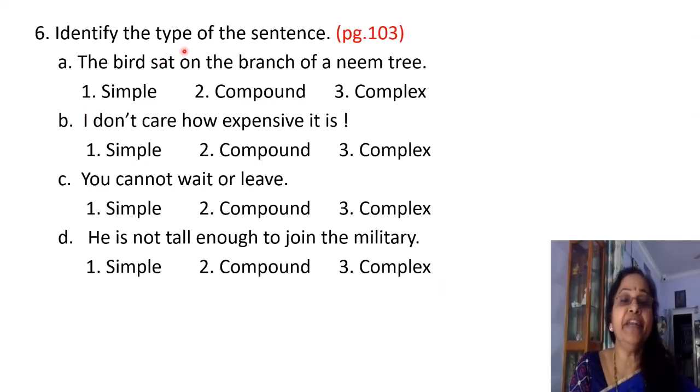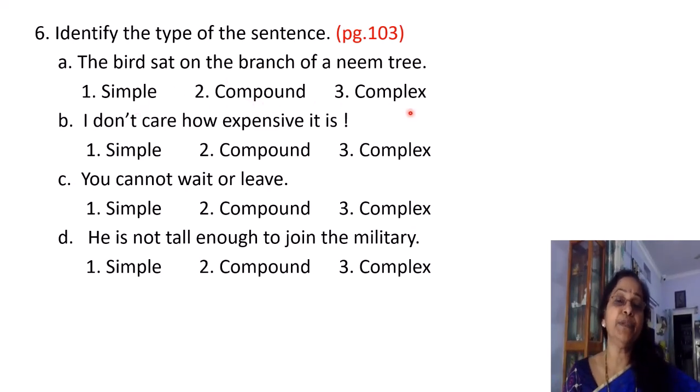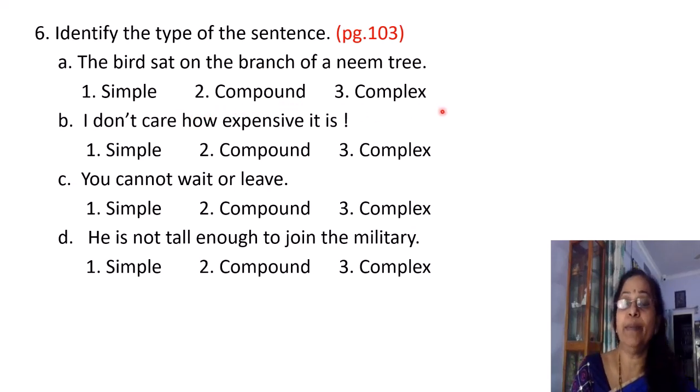Sixth question, identify the type of the sentence. The four types of sentences are given on page number 103. All of you go through them. Why I said four, actually they are given only three, but there is another fourth type of sentence apart from simple, compound and complex. Some other grammar textbooks talk about compound complex sentences, but you can study only simple, compound and complex sentences.